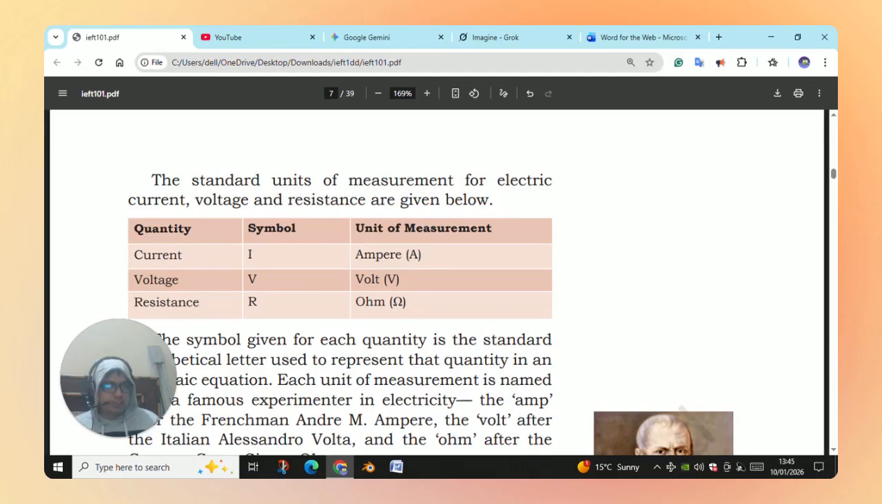The standard units of measurement of electric current, voltage and resistance are given below. Current: symbol I, unit of measurement ampere. Voltage: symbol capital V, unit of measurement volt. Resistance: symbol R, unit ohm.